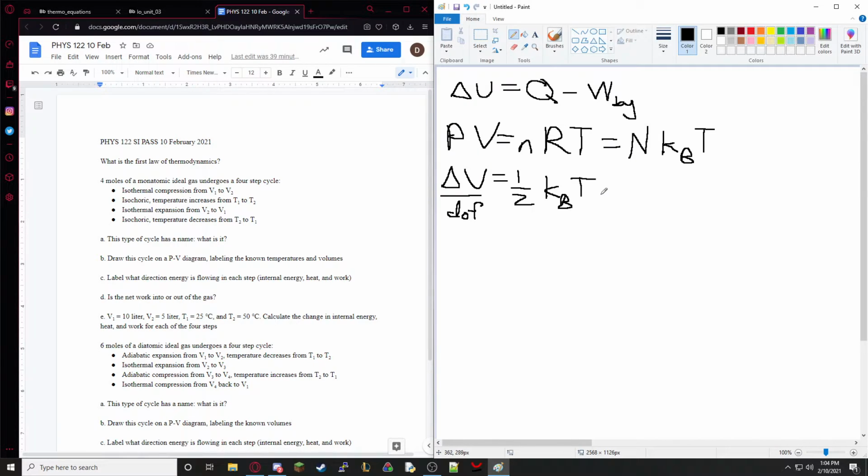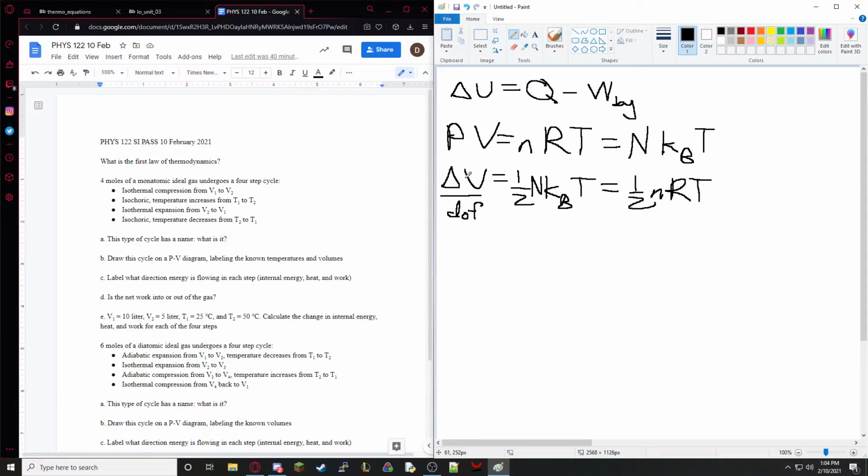Exactly. Number of moles. So, to get the total energy of the entire system, we'd have to multiply this by the total number of molecules, which is just big N. And since we said that little n times R is the same thing as big N times k_B, we could then also write this as half little n RT. That's for the total system, not just a single molecule.